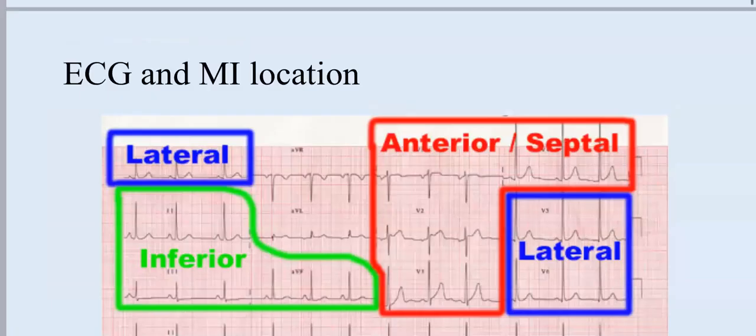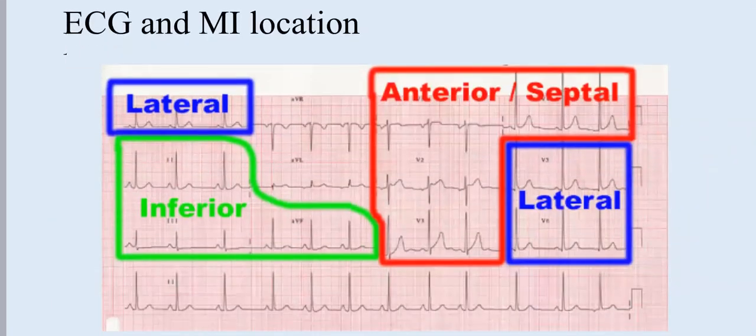If we talk about the location of MI, this is how we do the location. The anterior, septal, lateral, and inferior. Everybody knows about that, okay? If I have an ST segment elevation in V1, V2, V3, 4, 5, 6, and AVL, what does that mean?